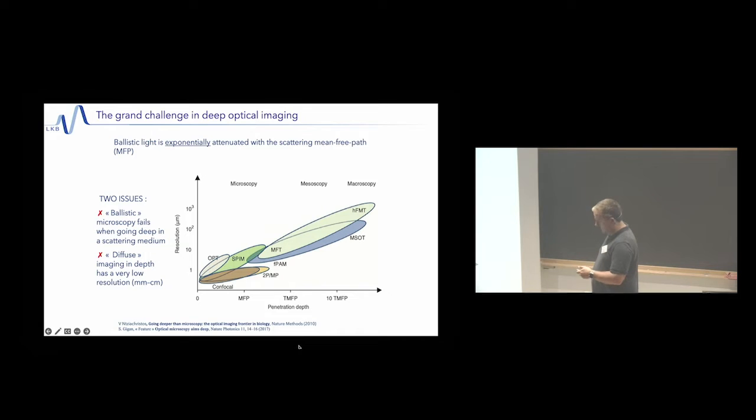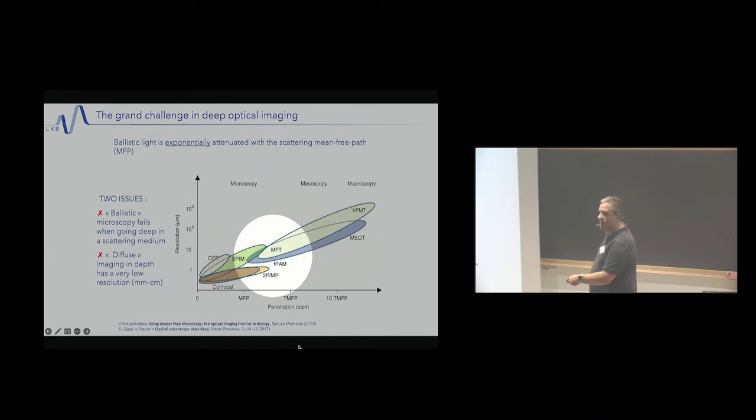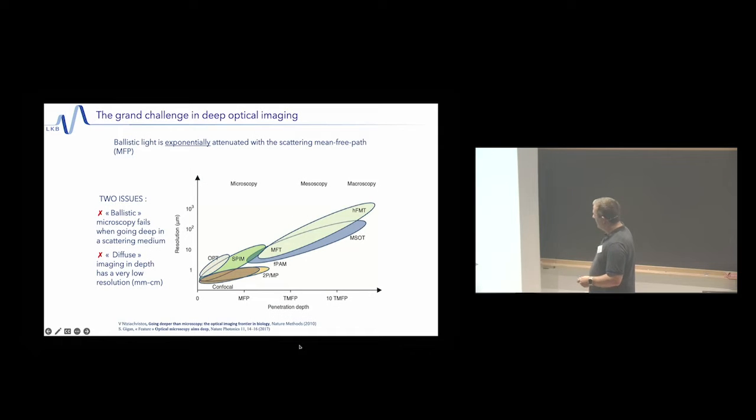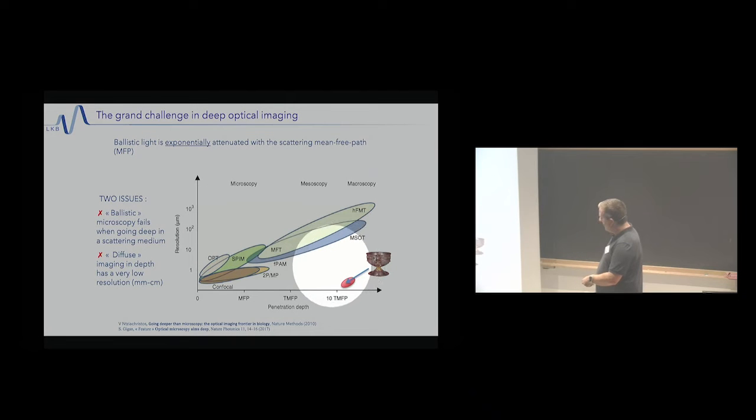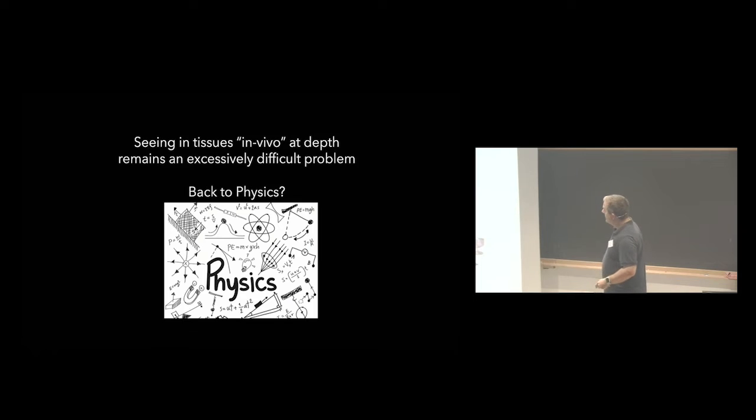So typically, you have this kind of trend that the resolution is linked to the depth, and the regime of interest would really be to go there, where you have at the same time high resolution. I mean, at least in this regime, you don't need to be really sub-wavelength, but some high optical resolution, wavelength resolution, and still go very deep. Okay, but that's hard, and maybe the take-home message is that seeing in tissues in vivo at depth remains an excessively difficult problem. So you have to go back a little bit to physics to try to see what you can do, and this is what I will try to show you during this talk.